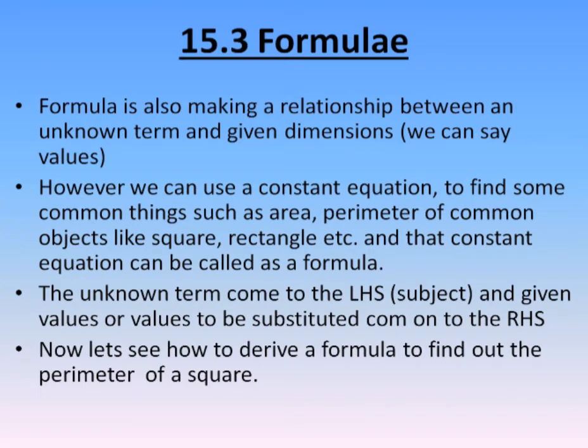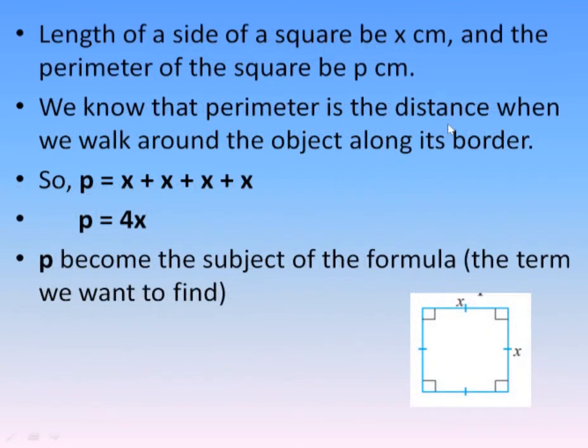Now let's see how to derive a formula to find out the perimeter of a square. Let the length of a side of a square be x centimeters and the perimeter of the square be p centimeters. So we are going to find the perimeter of the square. Let it be p. I have explained polygons in my previous video. This is a regular polygon. So in a square, all the four sides are equal. So this is x, this is x, and this is also x.